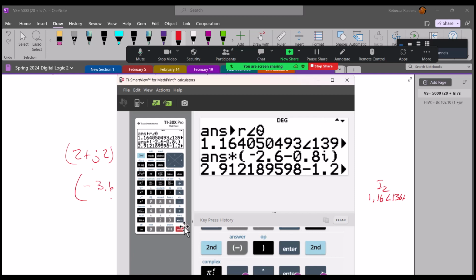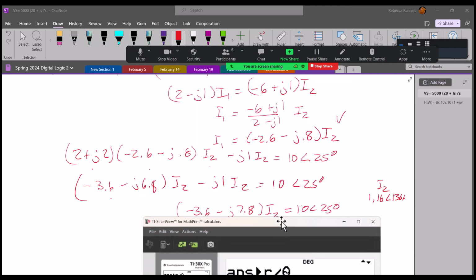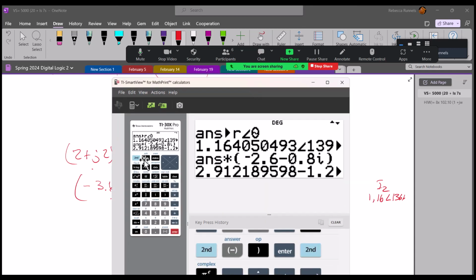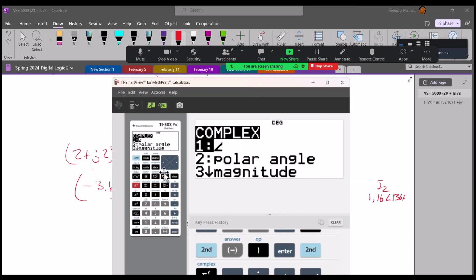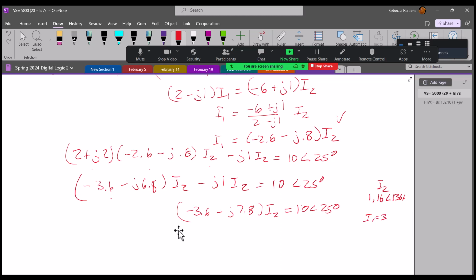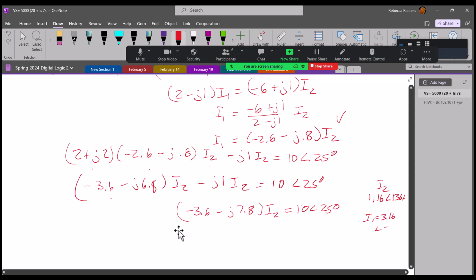Did I multiply by the right thing? I think so. And so then that would be 3.16 angle negative 23. Angle negative something. Yeah. Okay.